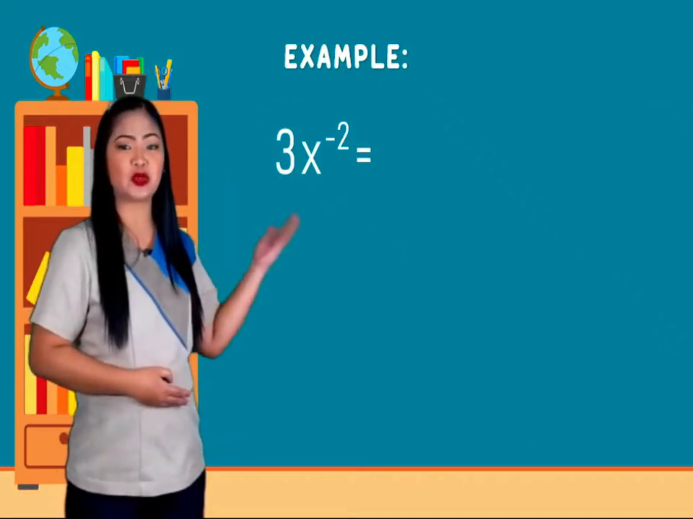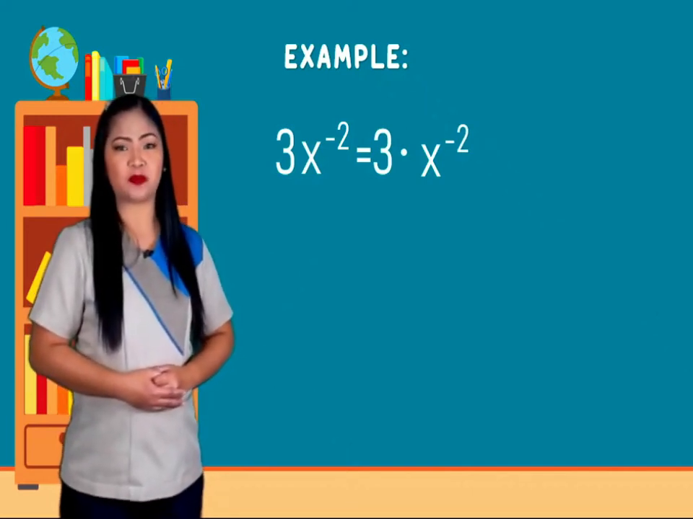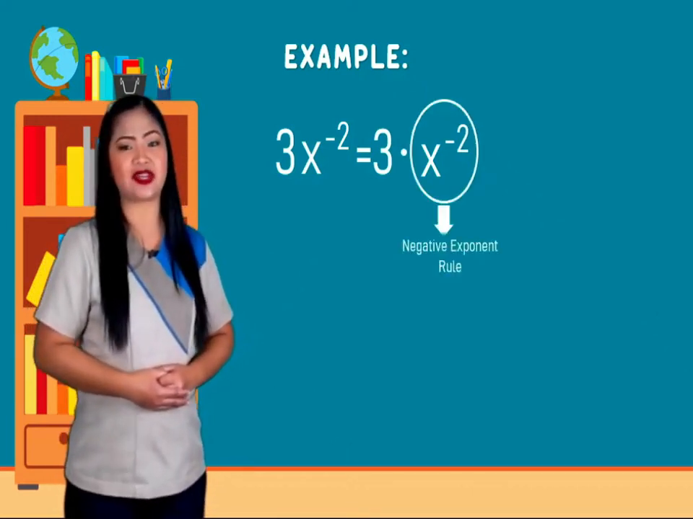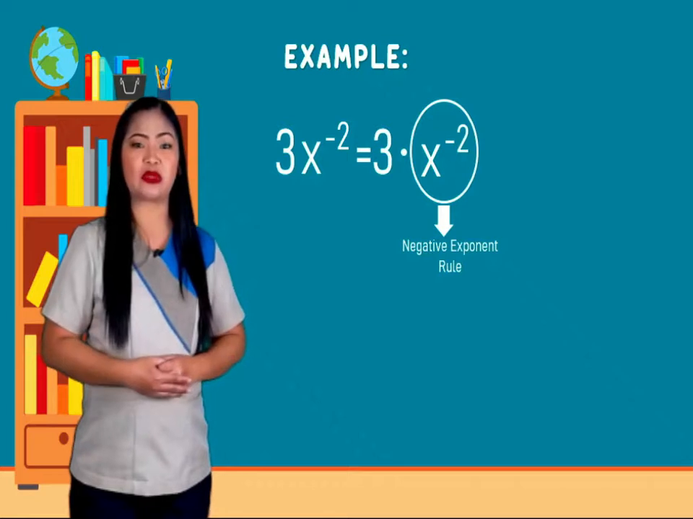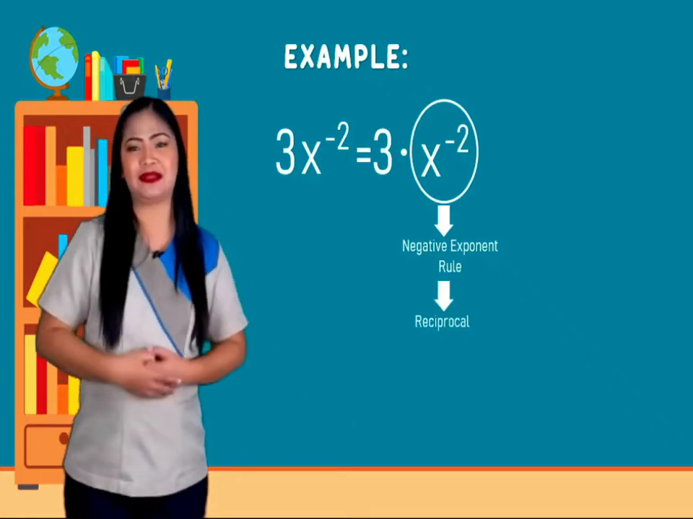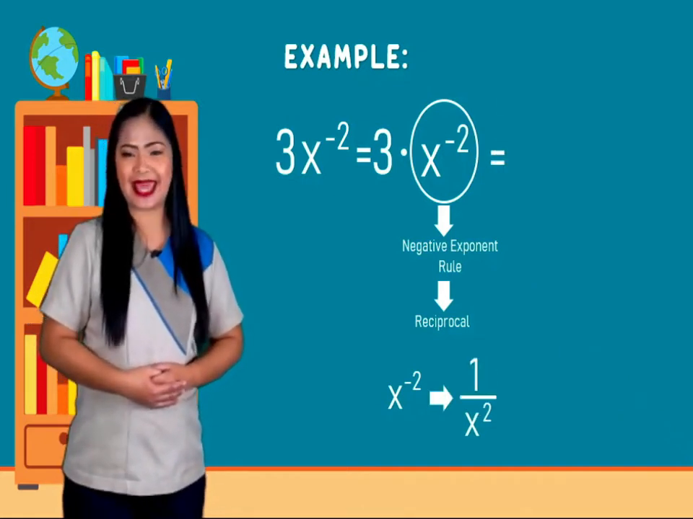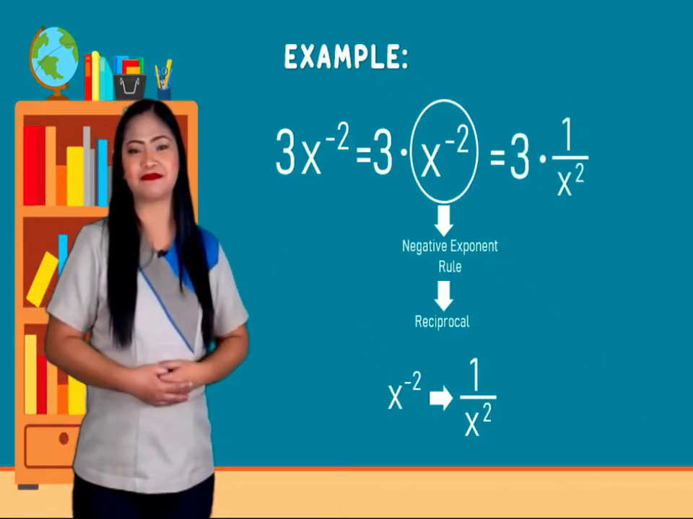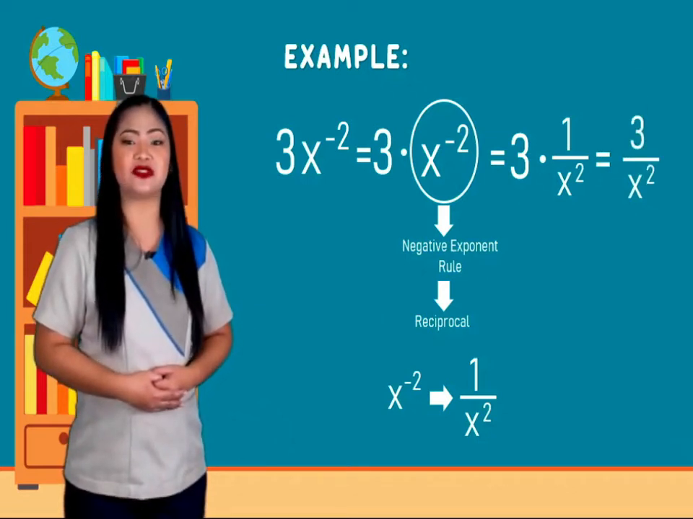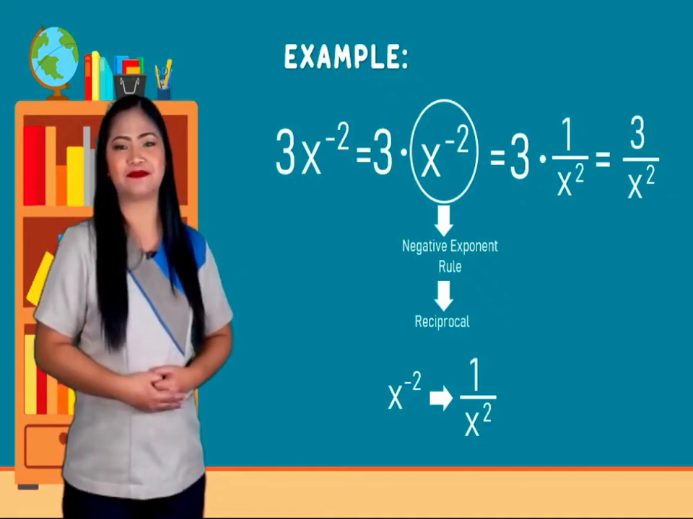For an example, 3x raised to negative 2 is the same as 3 times x raised to negative 2. Since x has a negative exponent, we apply the negative exponent rule. So, we are going to get its reciprocal, which is 1 over x raised to 2. Then, we have 3 times 1 over x raised to 2. Multiplying, we have 3 times the numerator 1, which gives us 3 over x raised to 2.